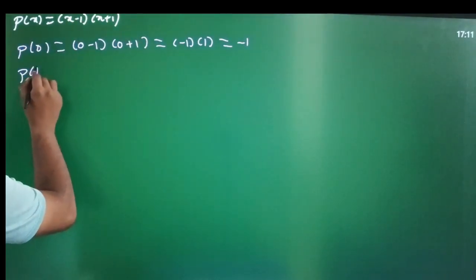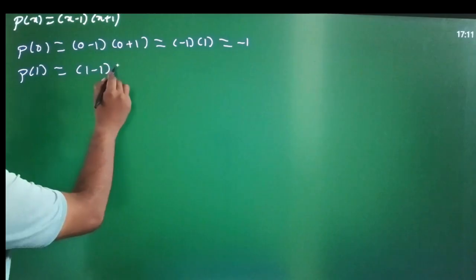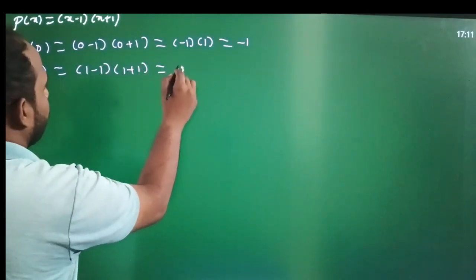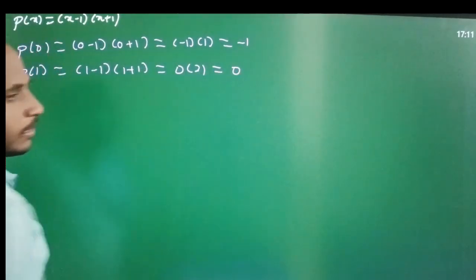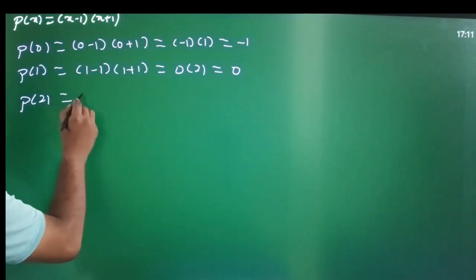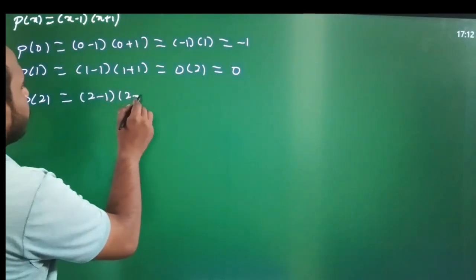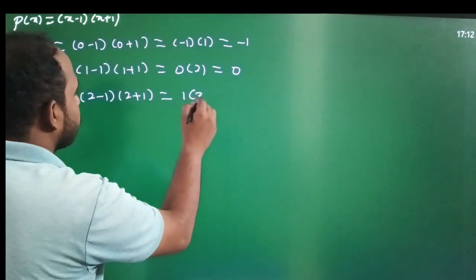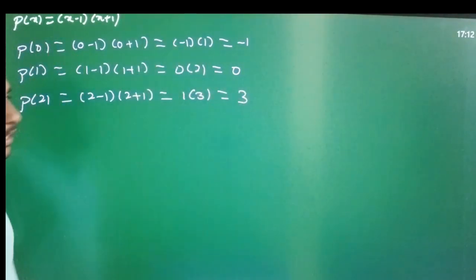Next we replace x by 1. 1 minus 1 into 1 plus 1 which is equals to 0 into 2 which is equals to 0. Next we replace x by 2 which is equals to 2 minus 1 into 2 plus 1. 2 minus 1 is 1. 2 plus 1 is 3 which is equals to 3.